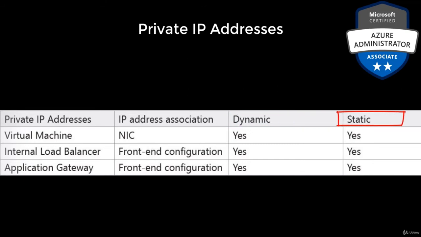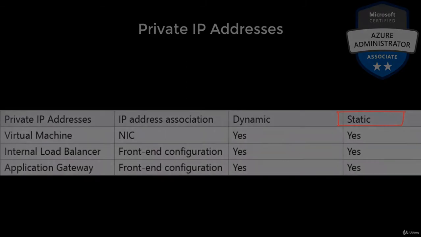Static, on the other hand, is where you select and assign any unassigned or unreserved IP address in the subnet's address range. For example, if the subnet's address range is 10.0.0.0/16 and addresses 10.0.0.4 to 10.0.0.9 are already assigned to other resources, you can assign any address between 10.0.0.10 to 10.0.255.254. In the next video, let's go ahead and see how you can manage the IP addresses.